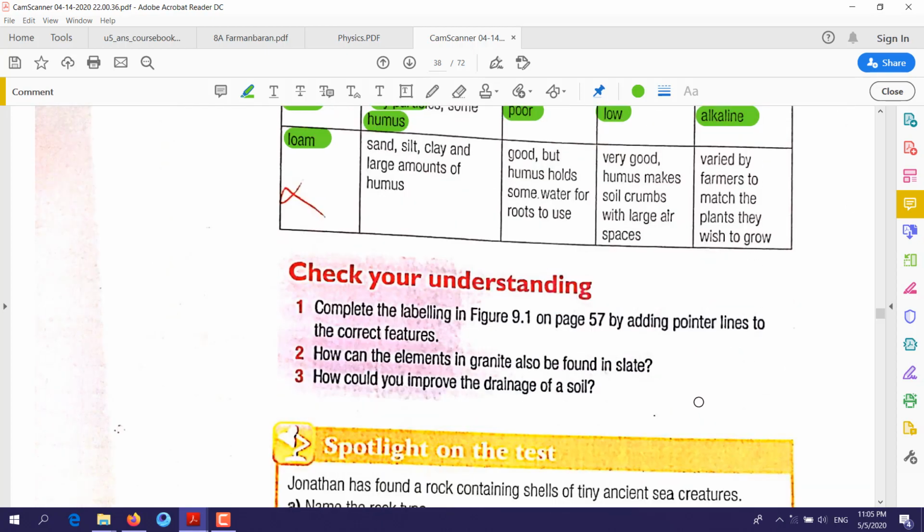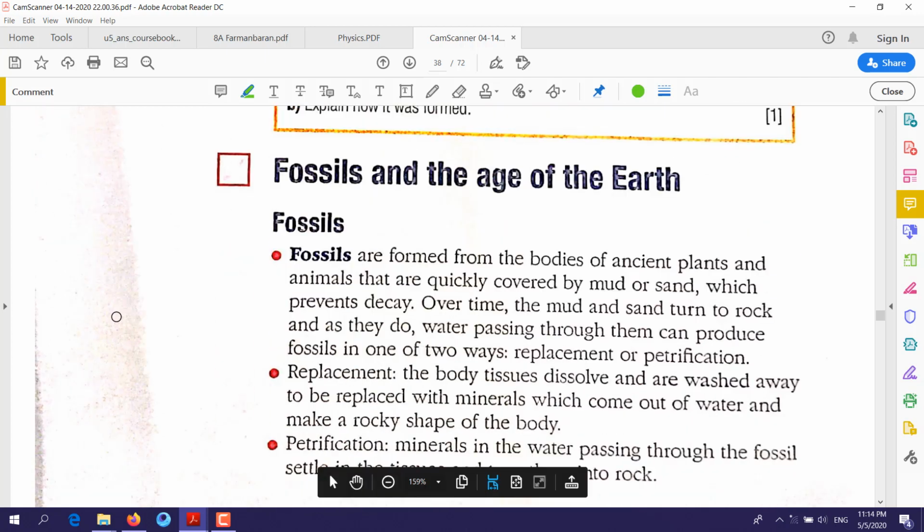Check your understanding. Your task. Fossils and the age of the earth. Fossils, what do you mean by fossils? If you want to give a simple definition for fossils, we will say fossils are the remains of dead bodies. Fossils are formed from the bodies of ancient plants and animals that are quickly covered by mud or sand, which prevents decay.